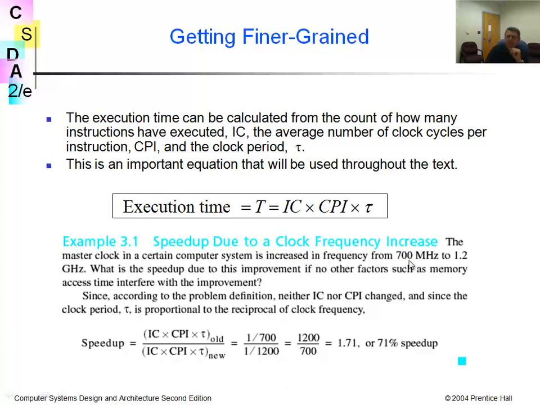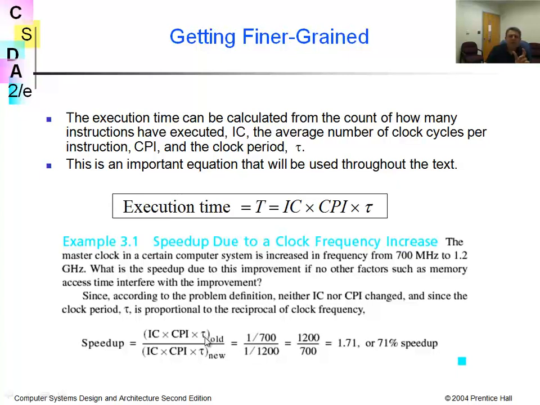For example, we say the master clock in a certain computer system is increased in frequency from 700 megahertz to 1.2 gigahertz. What is the speed up due to this improvement if no other factors such as memory access time interfere with the improvements? Well, that's the T of old over T of new. T of old is IC times CPI times tau of old, over IC times CPI times tau new. Since IC and CPI haven't changed, only clock frequency has changed.